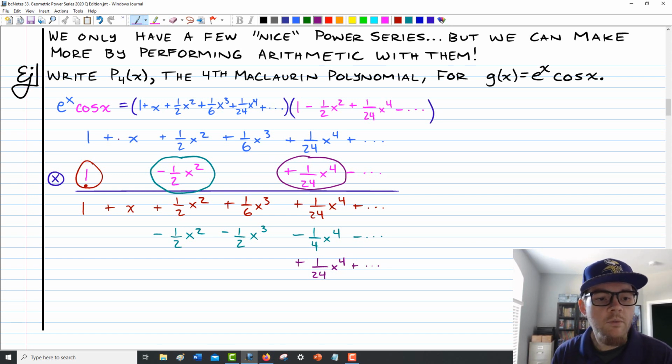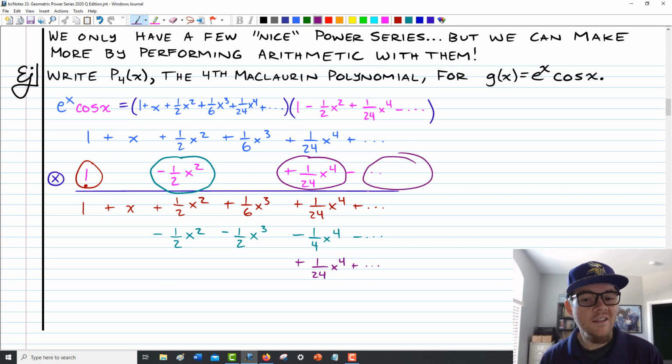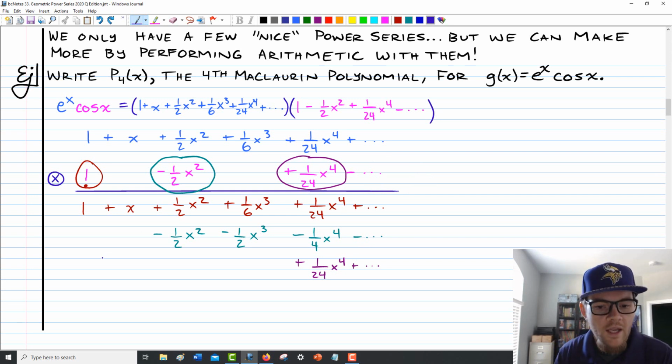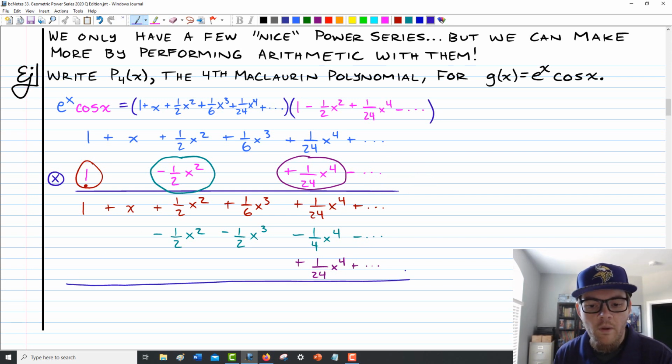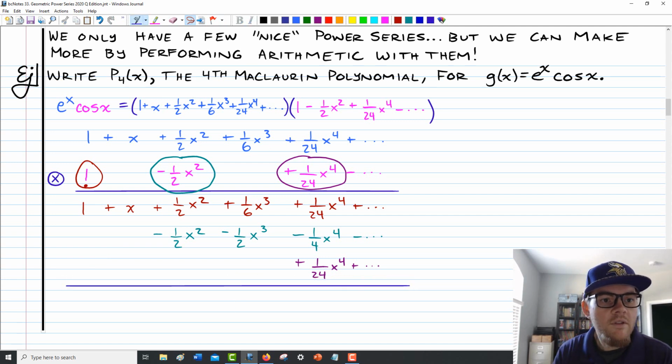If we multiply 1/24 x to the fourth by x, we'll get something of degree 5. That's bigger than what we're interested in. And if we went any further out in the cosine function, we'd be looking at x to the 6th, which wouldn't produce anything to the 4th power either. That means that we actually have everything that we need here. We've done our work. Which means that now all we have to do is add all these things together. We'll just do the arithmetic.